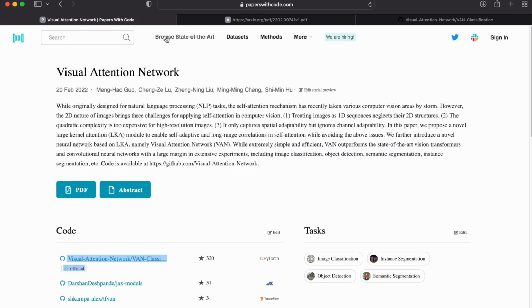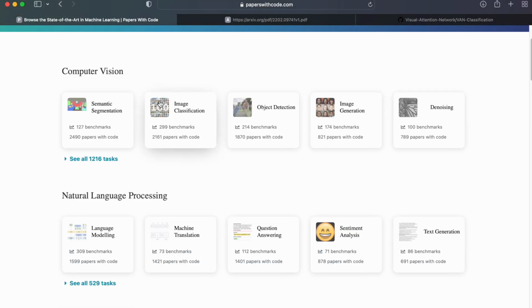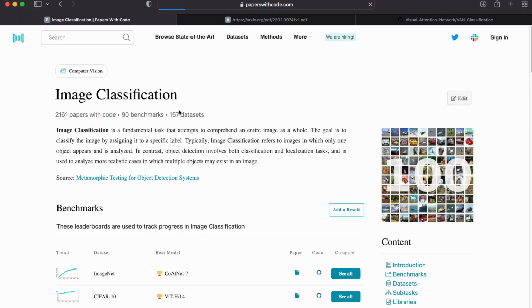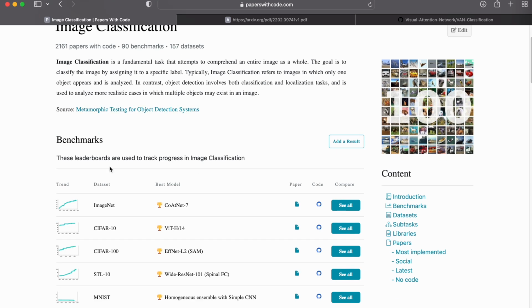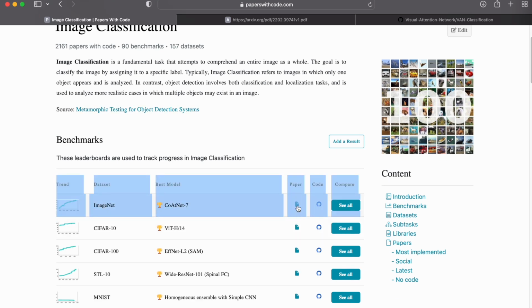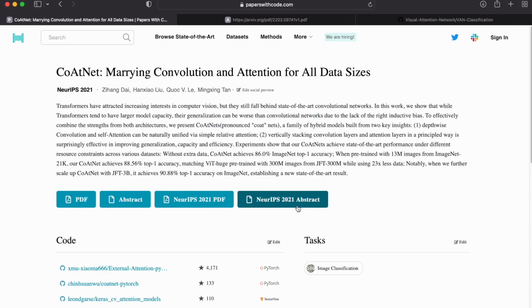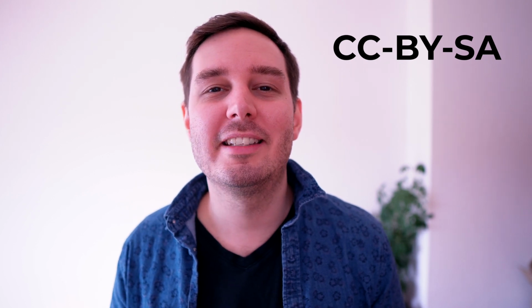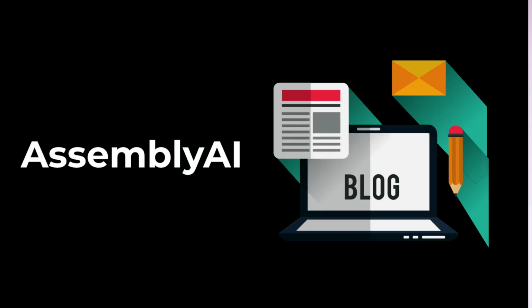You can also click on this browse through state of the art and then find papers with the best benchmarks in the chosen category. Papers with Code is a self-contained team within Facebook, or now Meta. All content on this website is openly licensed under this license, which is, by the way, the same that Wikipedia uses, and everyone can contribute.